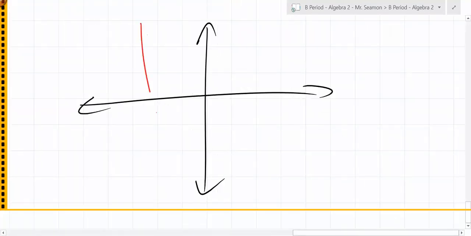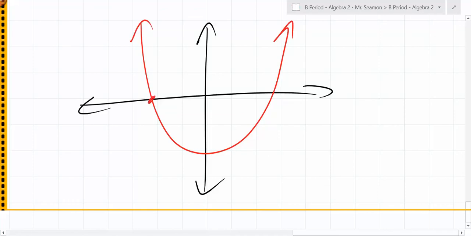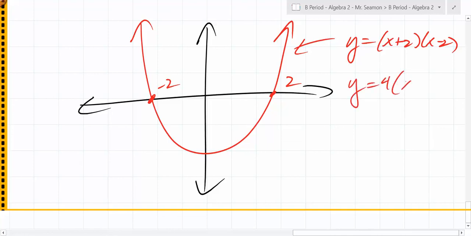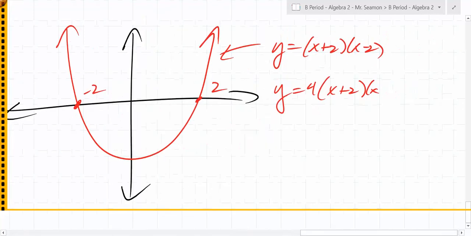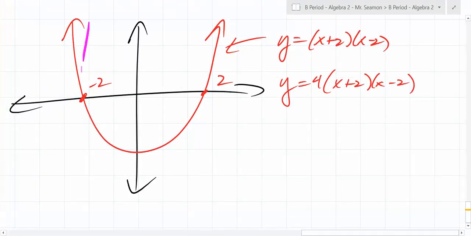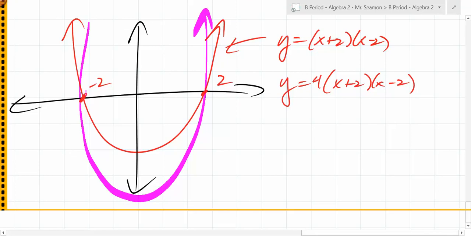Parabolas, right? So you have a parabola that looks like this. We know, let's say it crossed at negative 2 and 2. So this equation would be y equals x plus 2 times x minus 2. If I put a coefficient in front of it, let's say I put 4 in front of it, y equals 4 times x plus 2 times x minus 2, does that change the zeros? Does it change where it crosses the x-axis? No. What does it change about the shape? All it does is make it steeper. So it has the same roots.